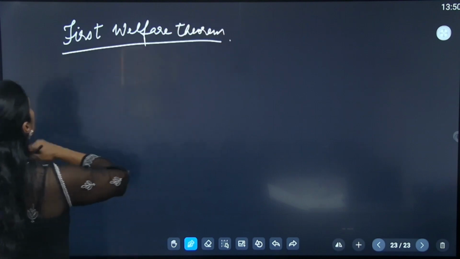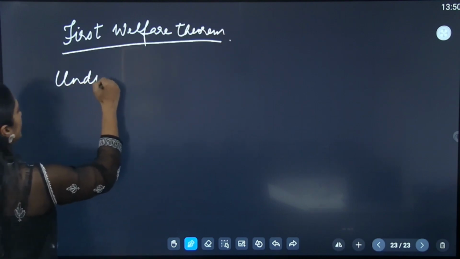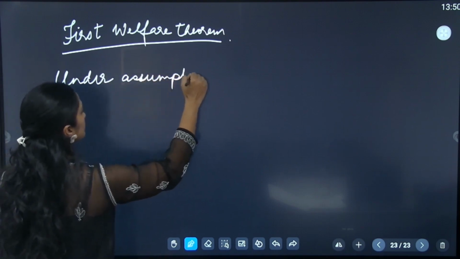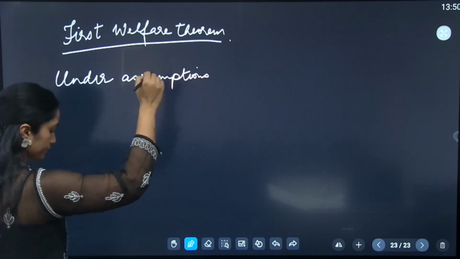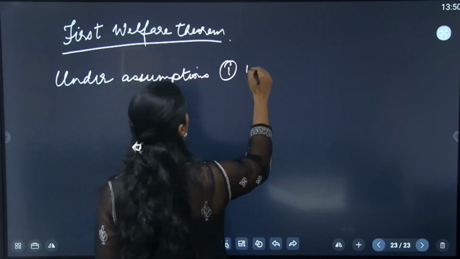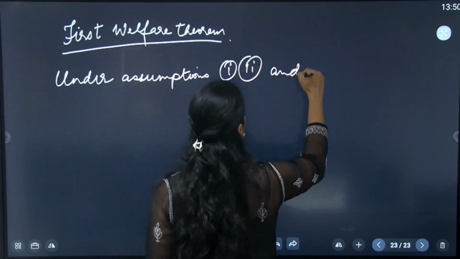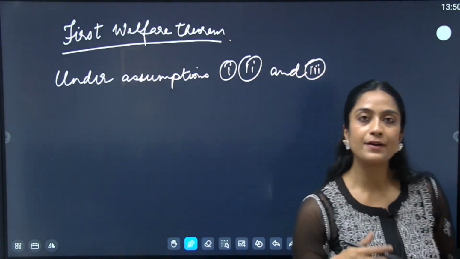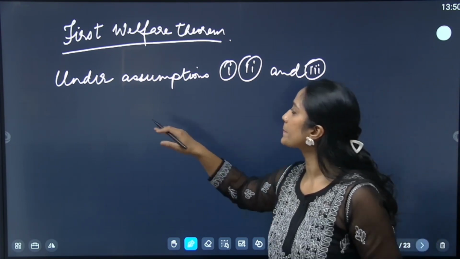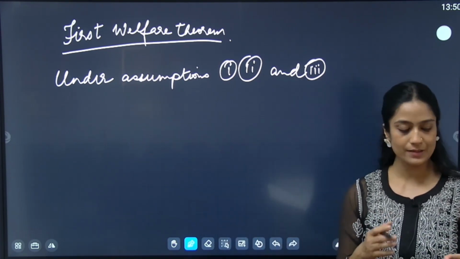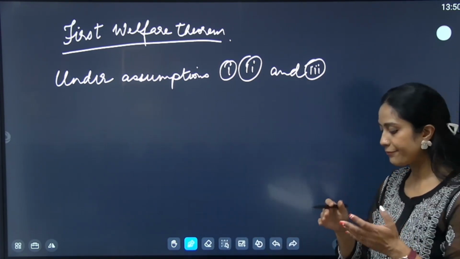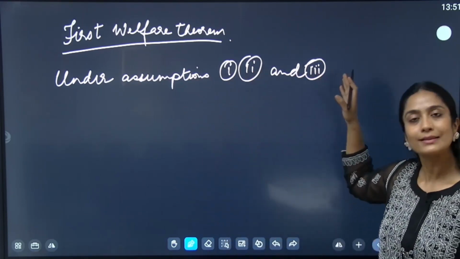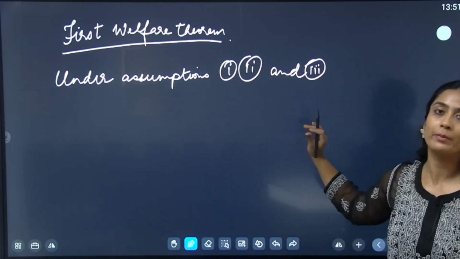Which says that under assumptions 1, 2, and 3, right? So when I say under assumptions, it basically means that the kind of statement that I'm making is if and then. So if A, then B. If 1, 2, and 3 hold, then the statement I'm going to make holds.